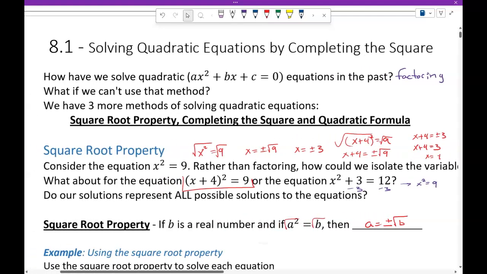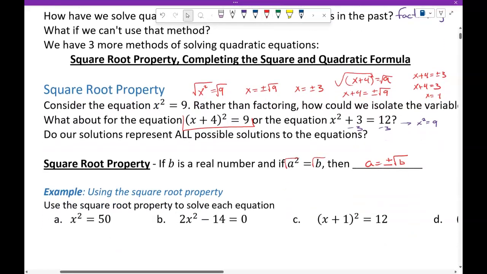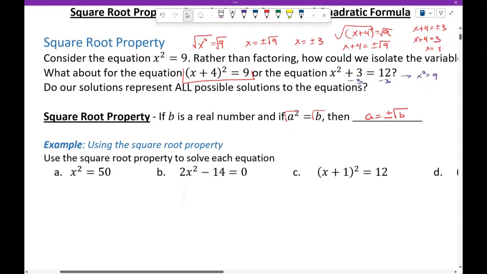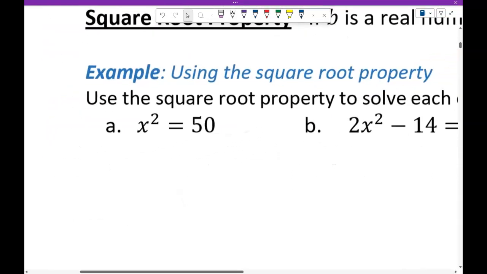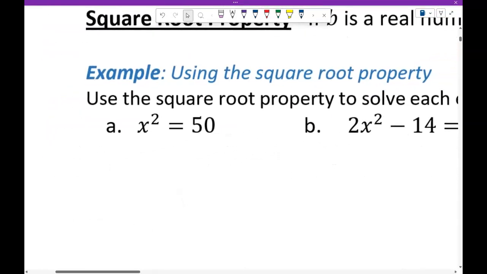So when we apply our square root property, we need to consider both the principal and the negative root in order to get all of our solutions. So let's apply that to a couple examples. Here we have x squared equals 50.